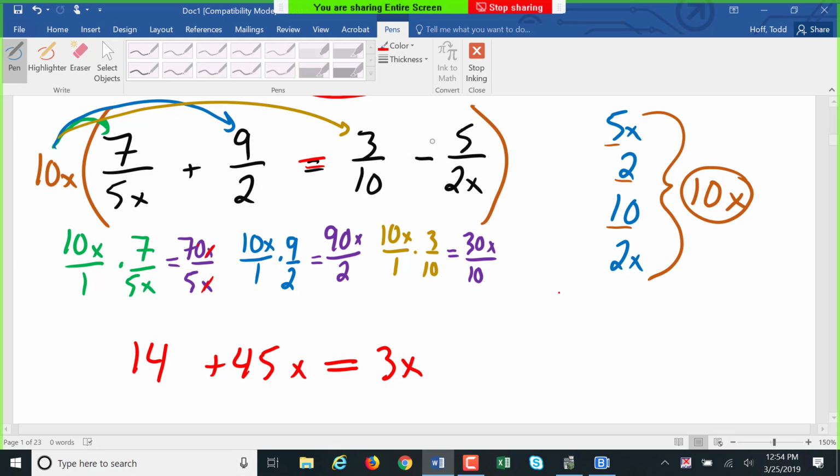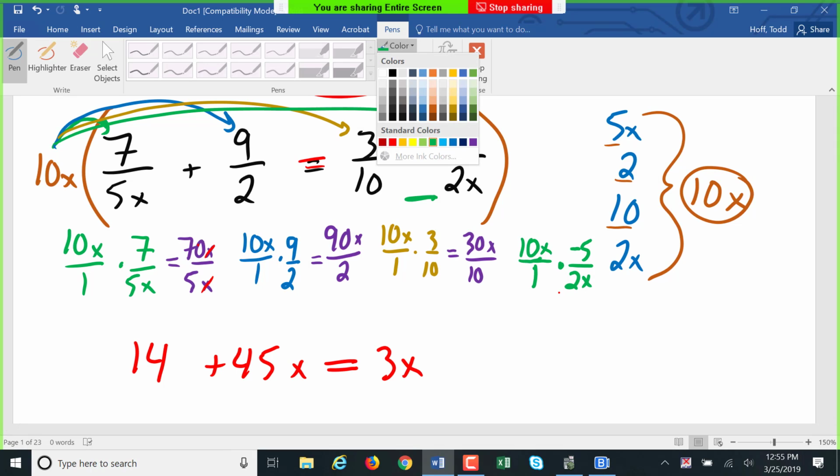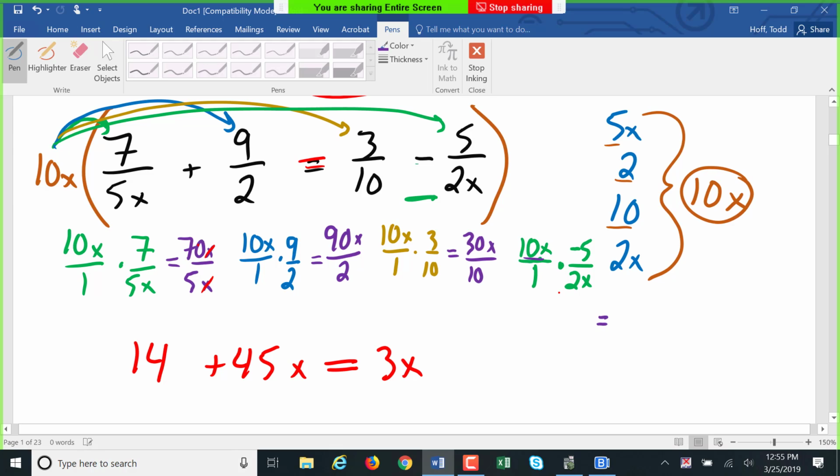Now this next one we've got to be a little careful with because it's a minus here. So we've got 10x times a negative 5 over 2x. So 10x over 1 times, we get a negative 5 on top over 2x. Remember that negative can either go with the numerator or the denominator. It just cannot go with both. I chose to put it with the numerator. So now I multiply this out. 10x times negative 5 is a negative 50x. 1 times 2x is just 2x. If I divide that, the x's divide out. Negative 50 divided by 2 is negative 25.